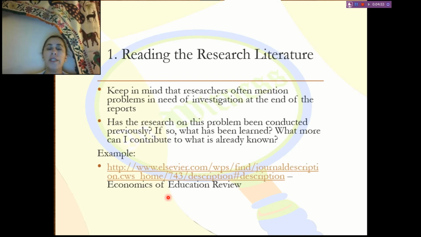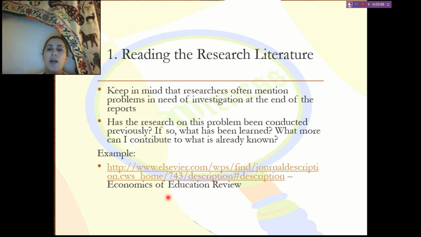Let's talk about reading the research literature. Why is it important to read? When you read an article, you have to keep in mind that at the end of the article, usually the researchers explain what is needed. You know, this investigation needs this and that. So you start thinking, well, this person did research in this and is telling the reader that this is missing. Maybe you can do that thing that is missing.